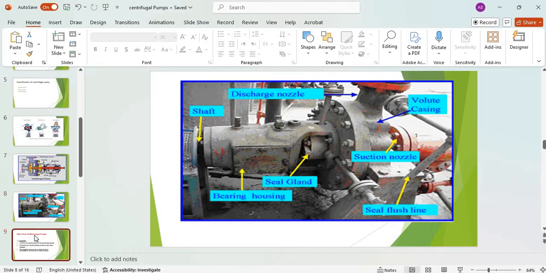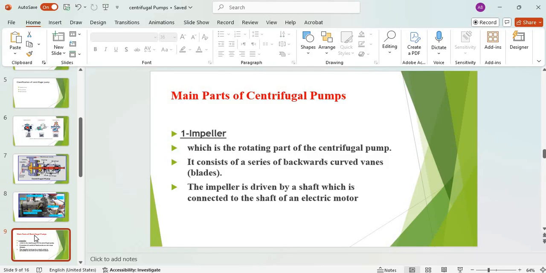So the main parts of centrifugal pumps, number one, is the impeller. What is the impeller? The impeller is the rotating part of a centrifugal pump, and it has a series of blades, curved or maybe straight, depending on the application. It is connected to a shaft, and the shaft is connected to a motor, which can work with electrical power. So how does it work? The motor transmits rotational energy through the shaft to the impeller, so the impeller keeps rotating the liquid, applies a centrifugal force, and diverts it outside to the discharge nozzle.